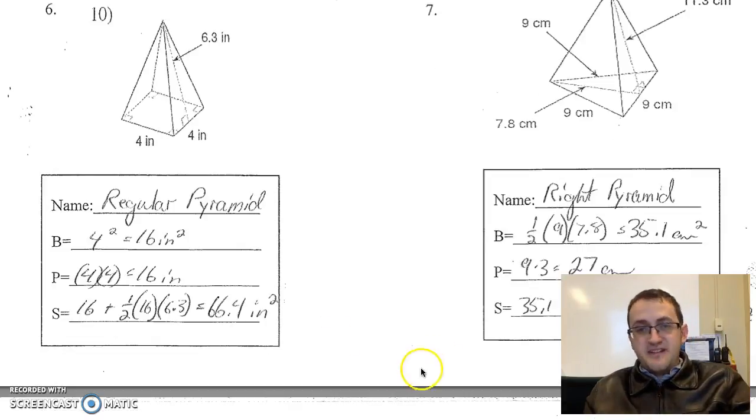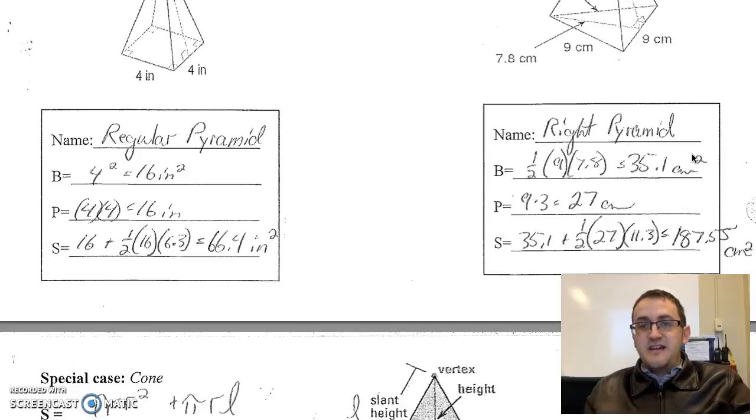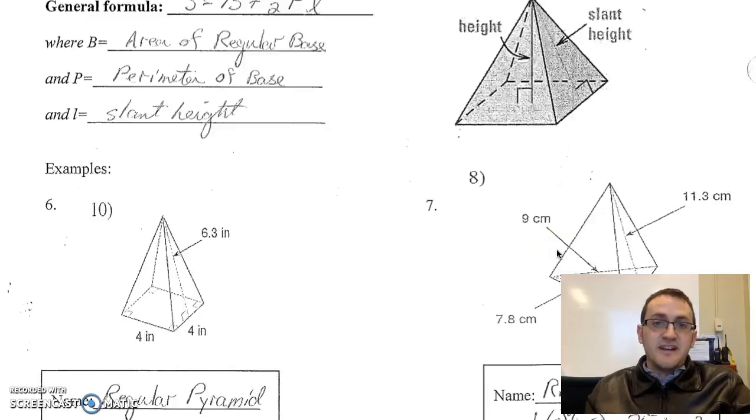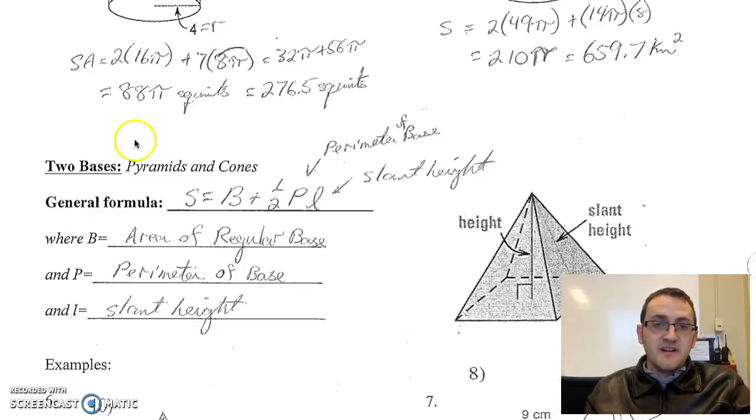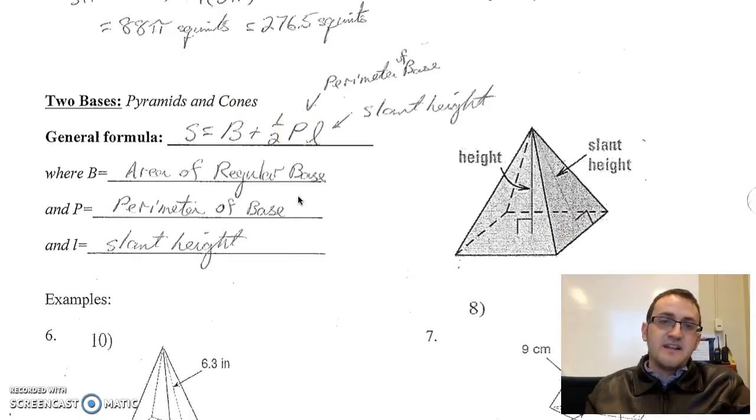And with the pyramid, it's the same idea, except that my base, instead of being a square, is going to be a triangle. So I'm going to do 1/2 times 9 times 7.8. And then my slant height is 11.3. And I do the same type of plugging into the formula. So base plus 1/2 times the perimeter of a base times slant height.